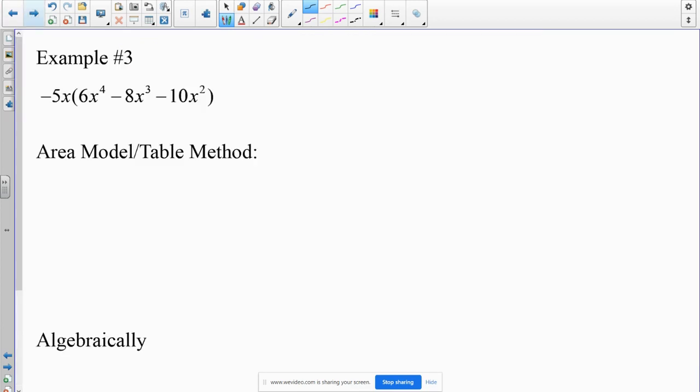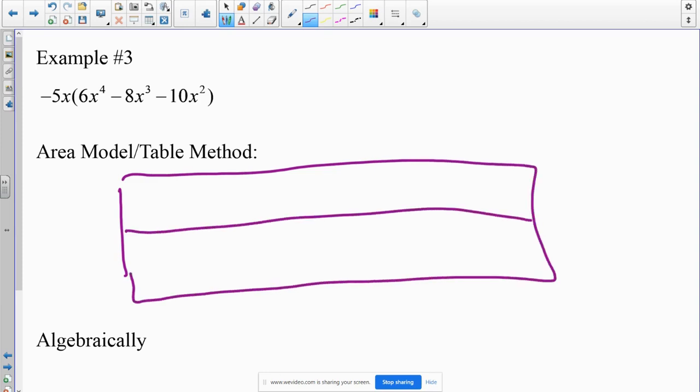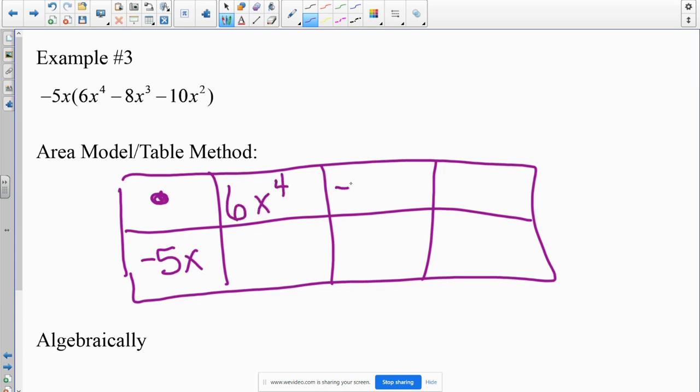The last example for today is we're going to have negative 5x times 6x to the fourth power minus 8x to the third power minus 10x to the second power. So back to that area model for those of you that prefer this method. Multiplication symbol, I like to put my monomial here, and then my trinomial, so each term. So 6x to the fourth, negative 8x to the third, and then negative 10x to the second.